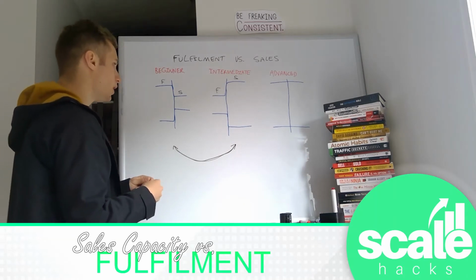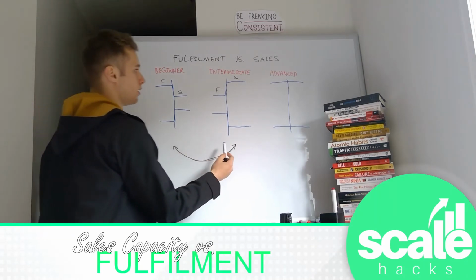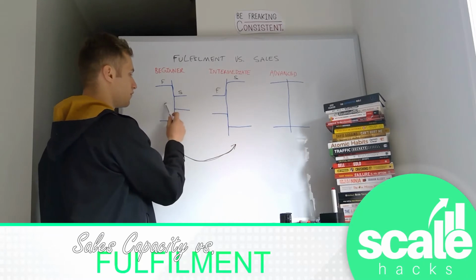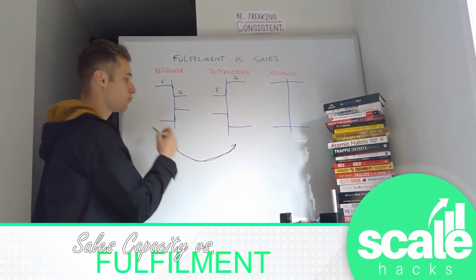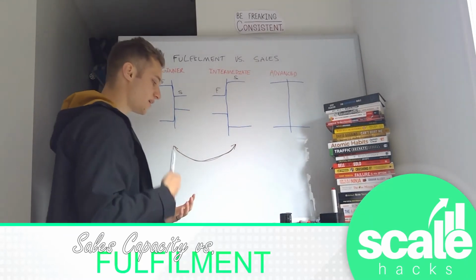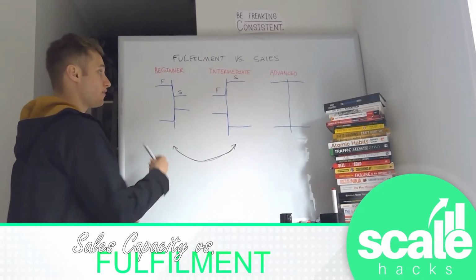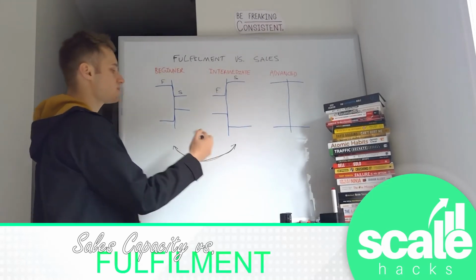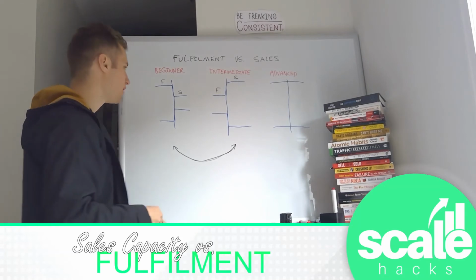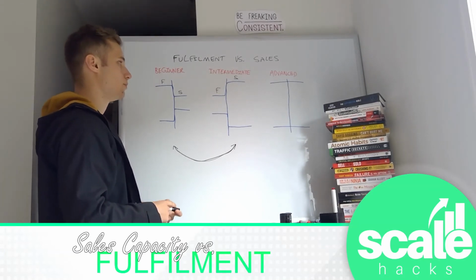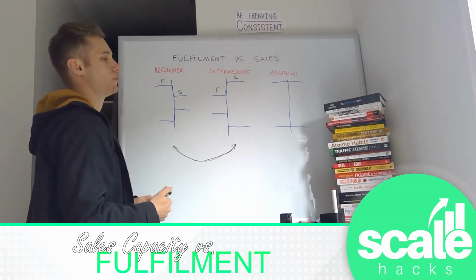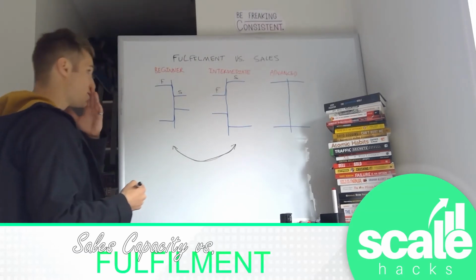They'll land a new client, then they'll have like more fulfillment capacity, and then they'll service that client, do the fulfillment, and then they'll have less sales capacity, right? So it bounces between the two, and it really depends on where you are at in your journey, right? And what you're kind of doing and where you want to be.